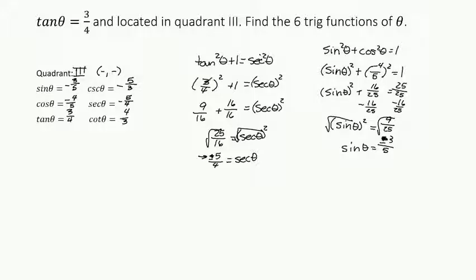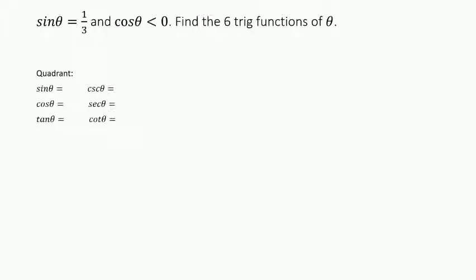So if they give you the quadrant, that's how you find the 6 trig functions of theta. So then sometimes they're not going to give you the quadrant, and you're going to have to find the quadrant yourself. So in an example like this, they're going to give us the sine is equal to 1/3, and note that this is positive, and the cosine is less than 0, which is going to be a negative answer, because anything less than 0 is negative.